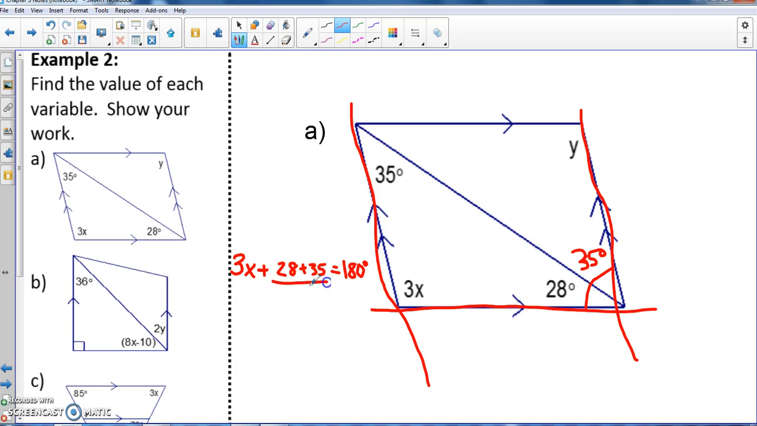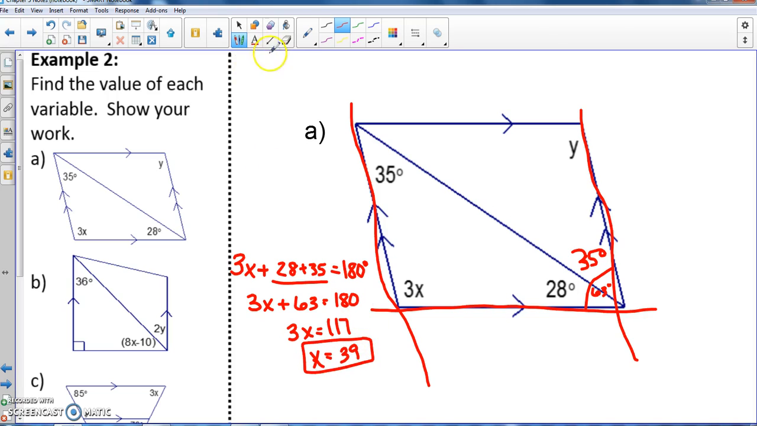Okay, now we can work with that. Let's combine like terms. So 3x plus, what's that going to be? What is that, 63? Equals 180. So this whole angle here is 63 degrees when you add the 35 and the 28. Then minus 63. So what does that equal? 117. Then divide that out, and we get x equals 39. So you found x. That's one of your variables.